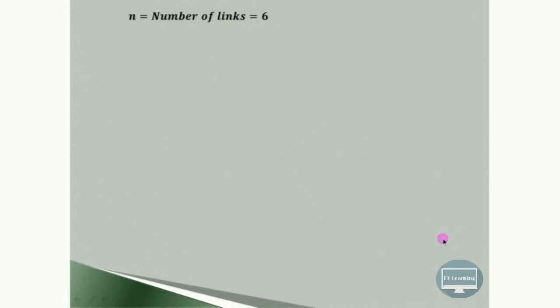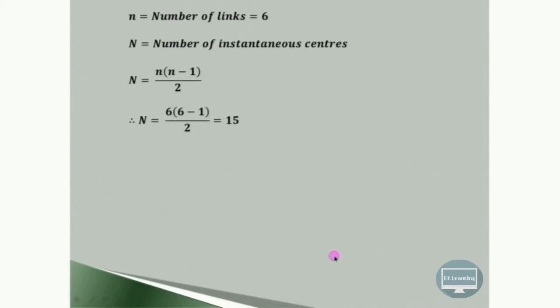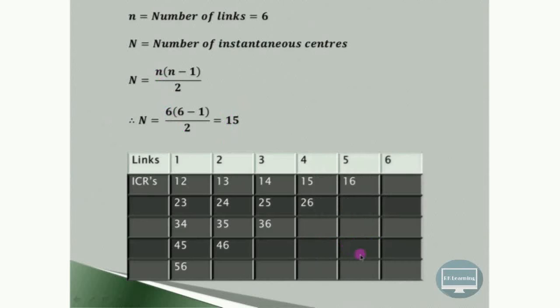Now as we have already seen, the number of links is 6 and the total number of ICRs is given by n into n minus 1 upon 2. So in place of small n we can substitute 6, and the total number of ICRs that we obtain will be 15.